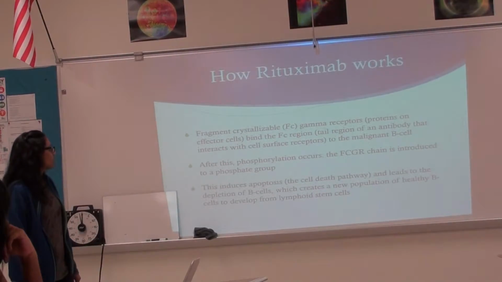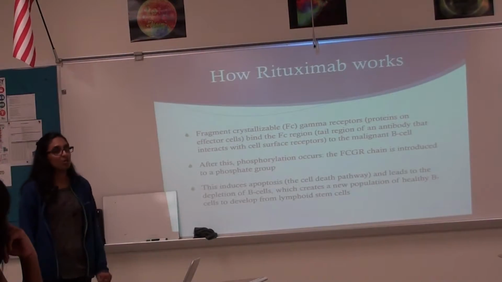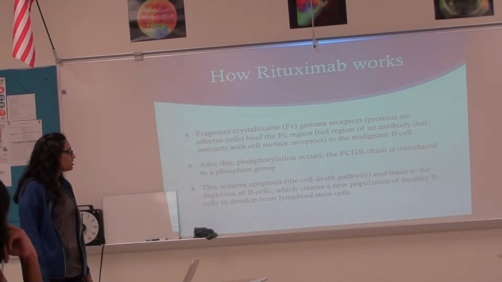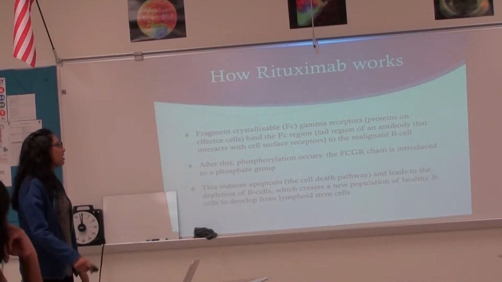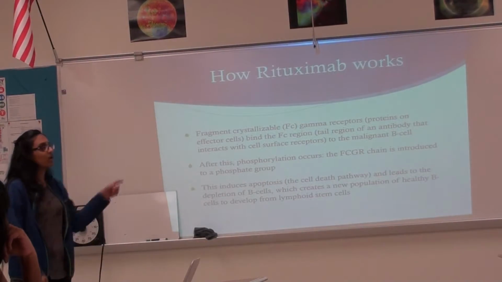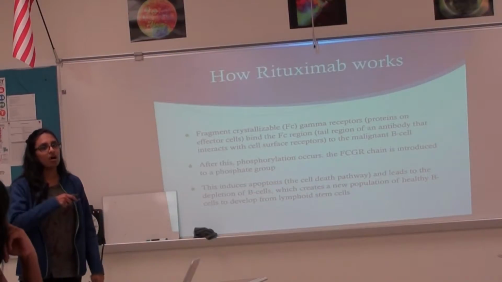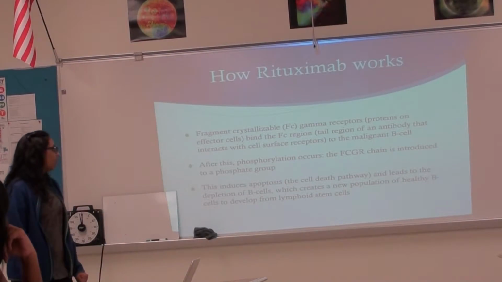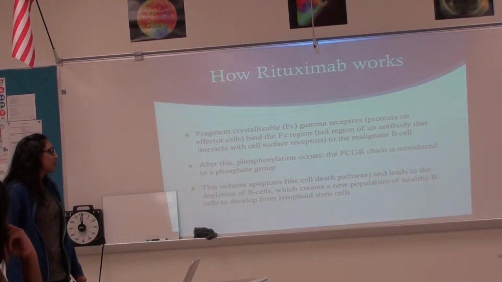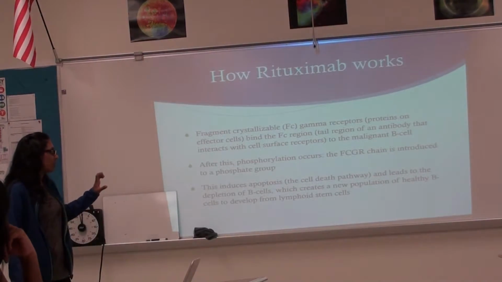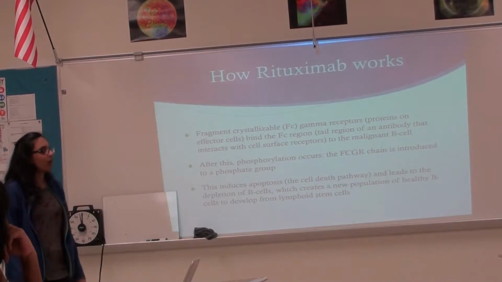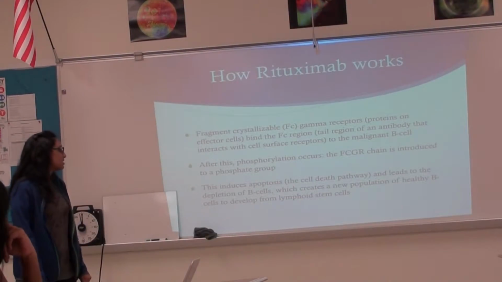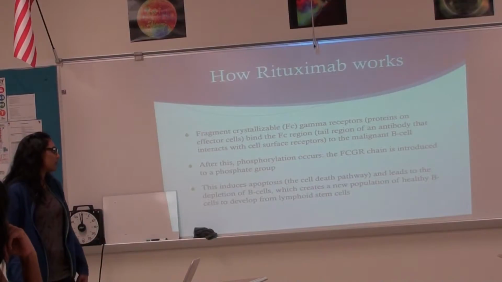Rituximab in particular has FC receptors, which are fragment crystallizable receptors, which are proteins on effector cells, and they bind to the FC region, which is the bottom portion of the Y shape of the antibody, and to the B cells, which have the toxin on them. Afterward, phosphorylation occurs, which is where the FCGR chain is introduced to a phosphate group, and then this induces apoptosis, which is when the cell is killed, and it leads to the depletion of B cells, which creates a new population of healthy B cells.